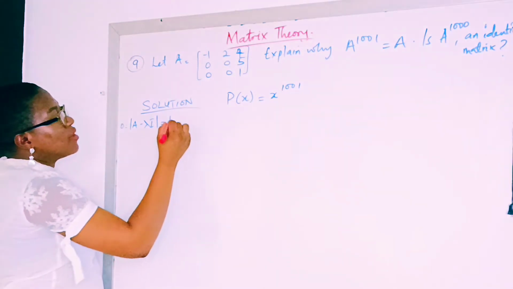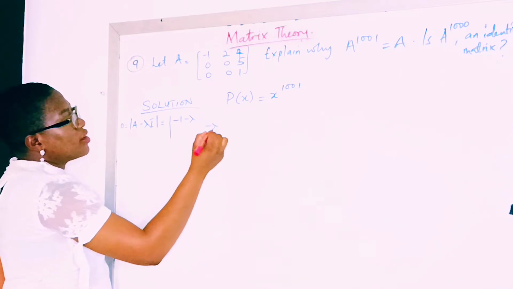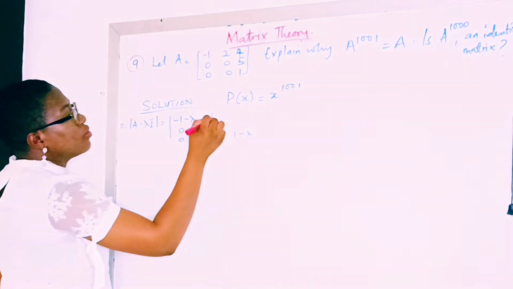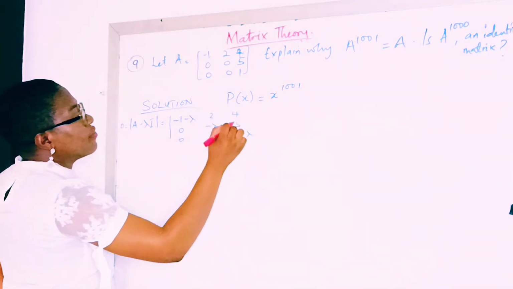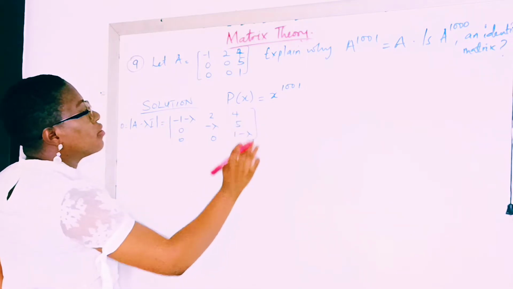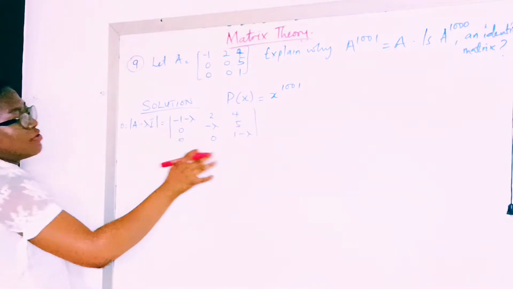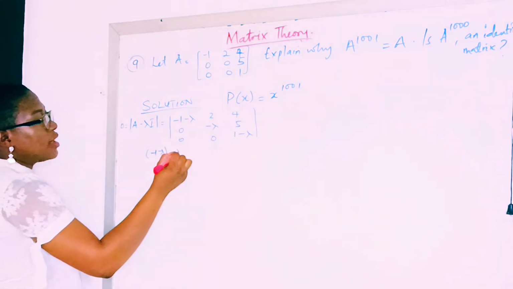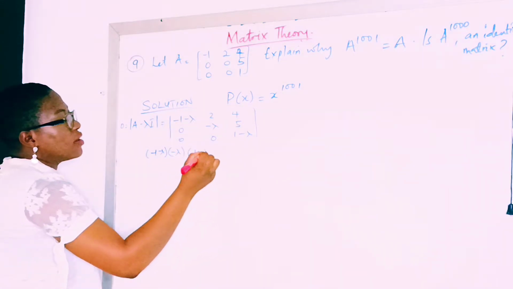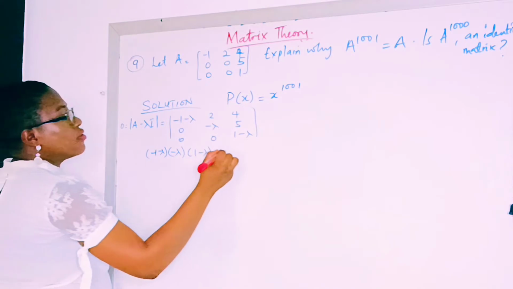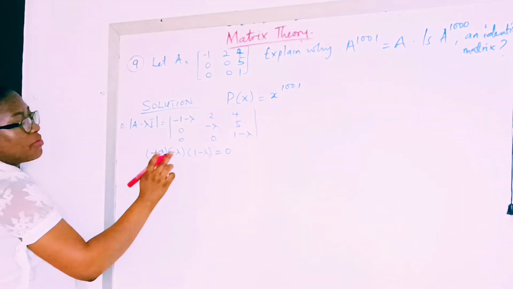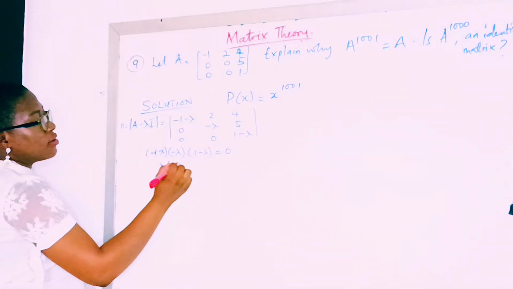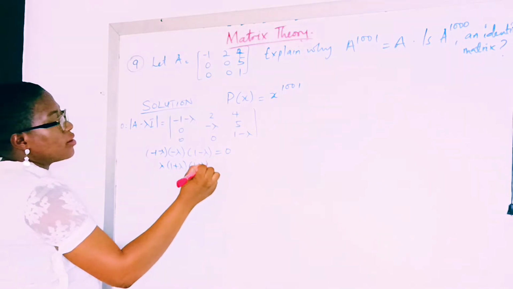A minus lambda I is: minus 1 minus lambda, 1 minus lambda, with 0, 0, 0, and 2, 4, 5. So this is another triangular matrix. The determinant is obviously minus 1 minus lambda times minus lambda times 1 minus lambda, and this is equal to 0. If I multiply by minus 1, I have lambda times 1 plus lambda times 1 minus lambda equal to 0.